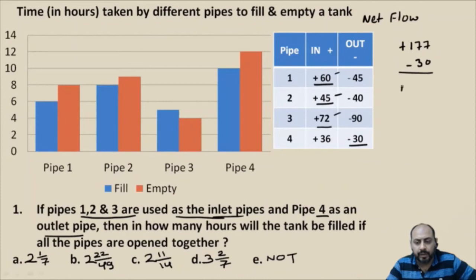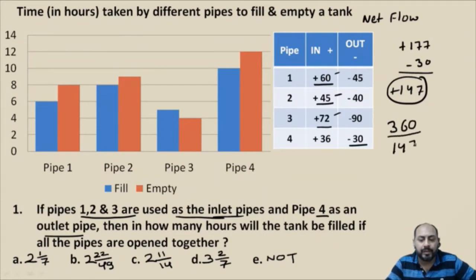So what we're getting is 147 liters. So at the end of an hour, if all these three are kept open, we would be getting 147 liters inside the tank. This is the net flow. So for us to calculate the time, we're going to divide the assumed capacity of the tank by 147.